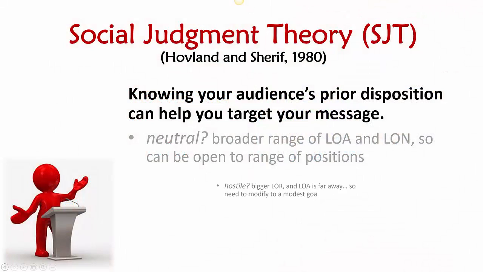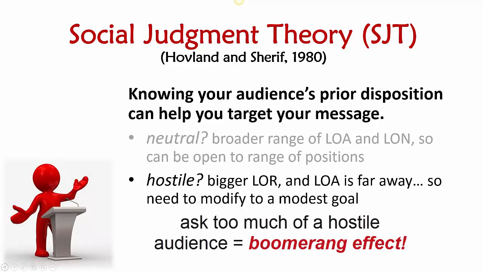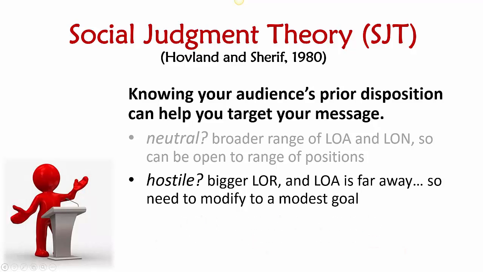Now, by contrast, let's assume we have a hostile audience. An audience that's negatively predisposed to our position is going to have a bigger latitude of rejection. And the latitude of acceptance with regard to the position we want them to have is going to be pretty far away. So if we shoot too far, if we try to get them to accept a position that they are just really far from being able to accept, we might get that boomerang effect. And the message might actually backfire on us, and they could get more entrenched in their current position. We don't want to do that. So we may need to modify our persuasive goal to something that's a bit more modest.